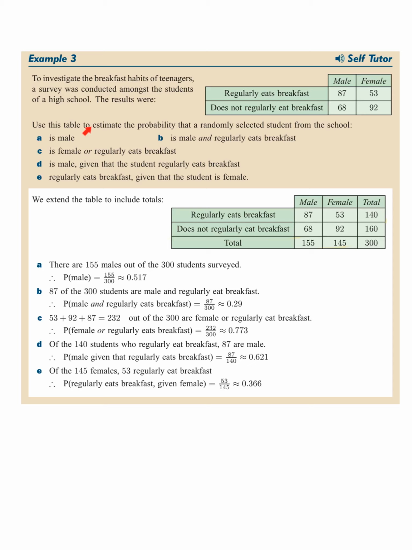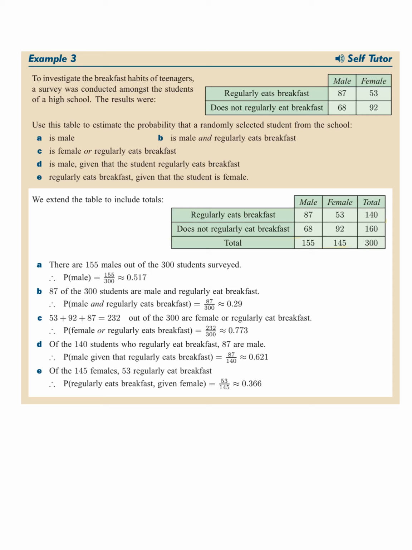the first question says, use this table to estimate the probability that a randomly selected student from the school is male. Well, to know the probability of male, the first step we need to do is add up all the males. So we add up those two numbers and put the total here, 155. We add up the number of females and they go to here. And the total's this way as well. That's the total who regularly eat breakfast. When you add up these numbers down here and these numbers across, it'll equal the 300, which were the number of teenagers that were surveyed.